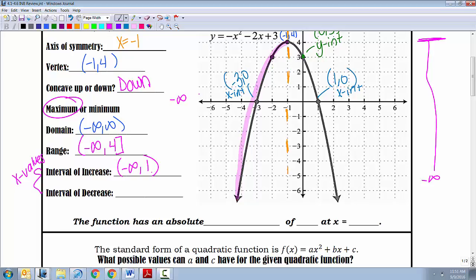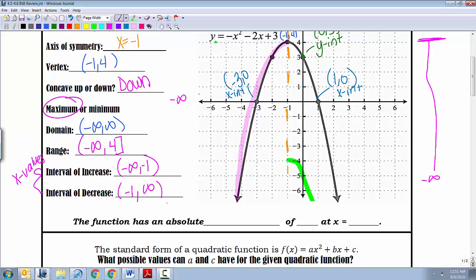So does anyone know what I'm going to do for decreasing? Different color here. You're right with a positive infinity, but not the negative 2. So you see how it changes at negative 1 right here? And then it goes. Okay. So we're going from negative 1 to infinity.